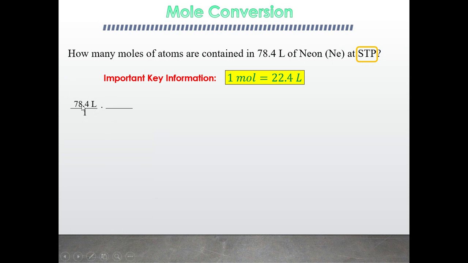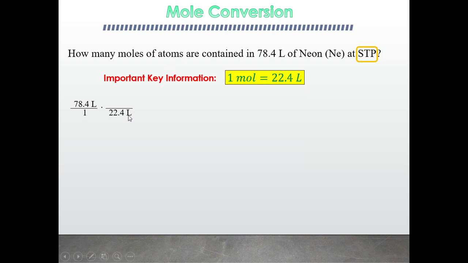What you have to recognize here is that you have 78.4 liters in the numerator. Well, you don't want liters, you want to go from liters to moles. So this is what the conversion factor in yellow allows us to do. It gives us the ratio that allows us to go from moles to liters or liters to moles. So in the next step, you need to put the 22.4 liters from this conversion factor in the denominator. You want to cancel out units. Since 78.4 liters is in the numerator, the unit of liter has to go in the denominator in the next step.